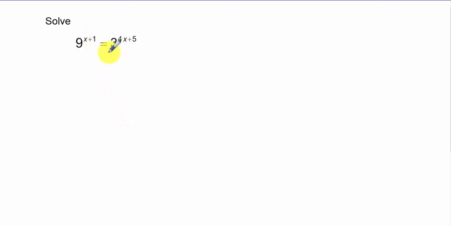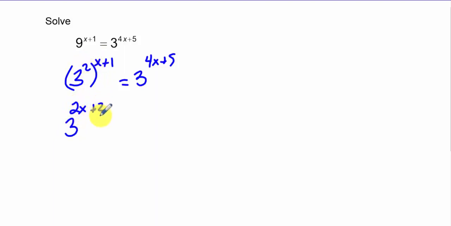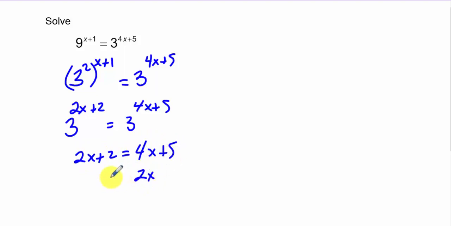Now, the bases aren't the same. However, I know I can rename 9 to look like a 3 because 9 is basically 3 squared. And that's 2 the x plus 1 power, and that's equal to 3 to the 4x plus 5. We have a property of exponents that says take and multiply those together, so that's 3 to the 2x plus 2 equals 3 to the 4x plus 5. And now the bases are the same, so I set 2x plus 2 equal to 4x plus 5. So 2x equals negative 3, and negative 3 halves is equal to x.